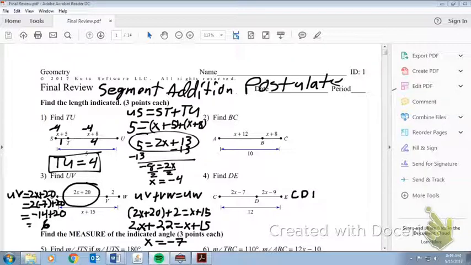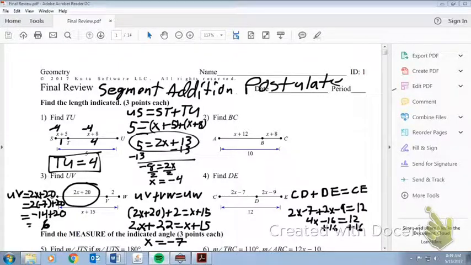Moving over and looking at number 4, we have CD plus DE equals CE. Start plugging things in. We get 2x minus 7 plus 2x minus 9 equals 12. We're going to combine like terms. We're going to get 4x minus 16 equals 12. We're going to add 16 to both sides. We get 4x equals 28. We're then going to divide both sides by 4, and we get x equals 7.